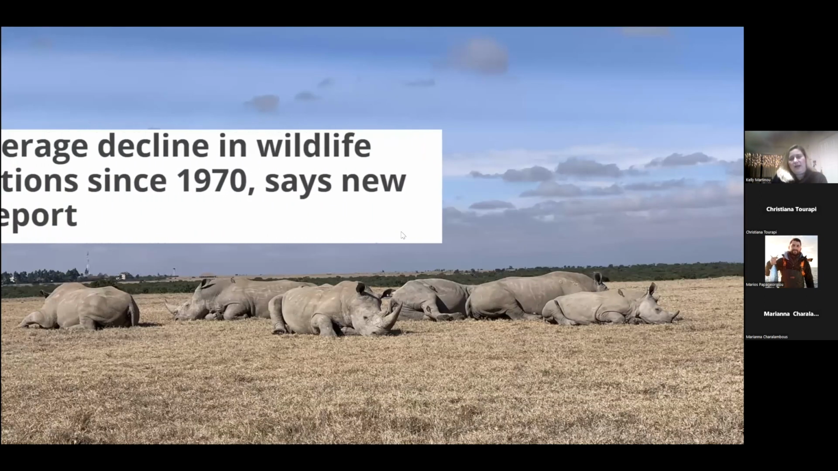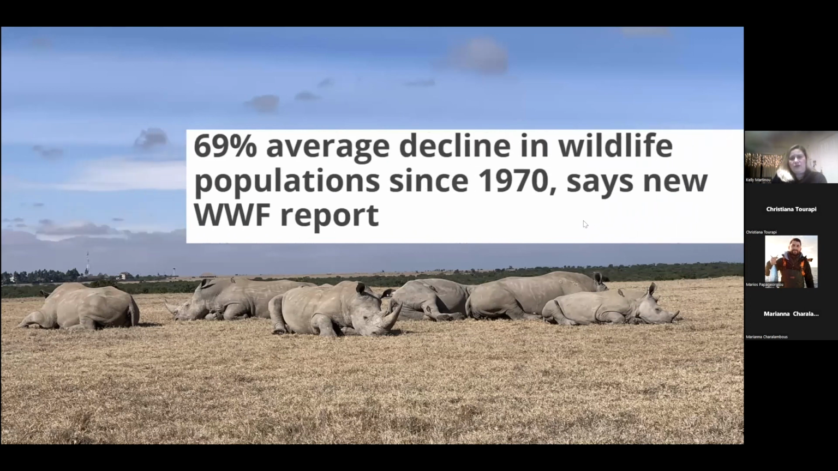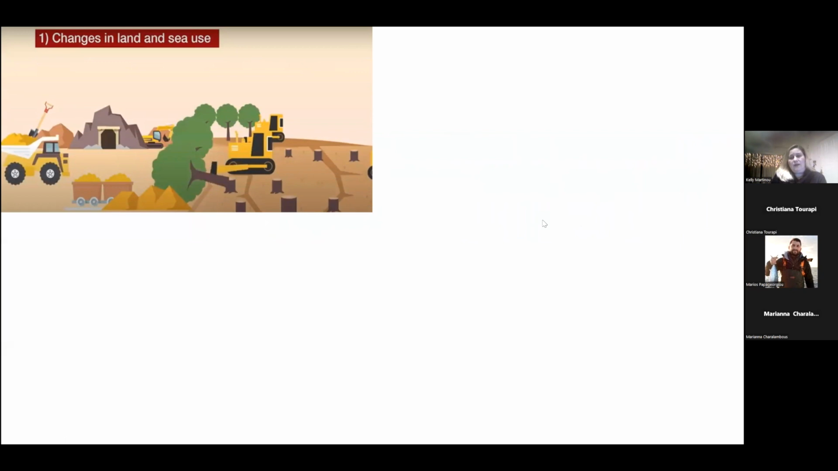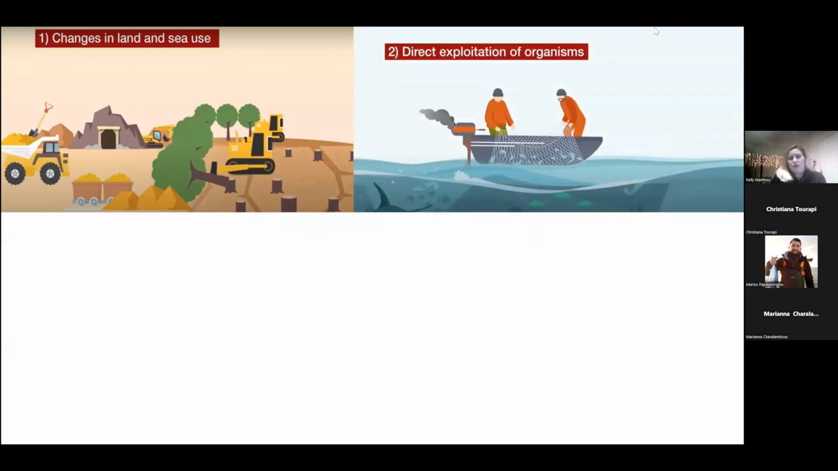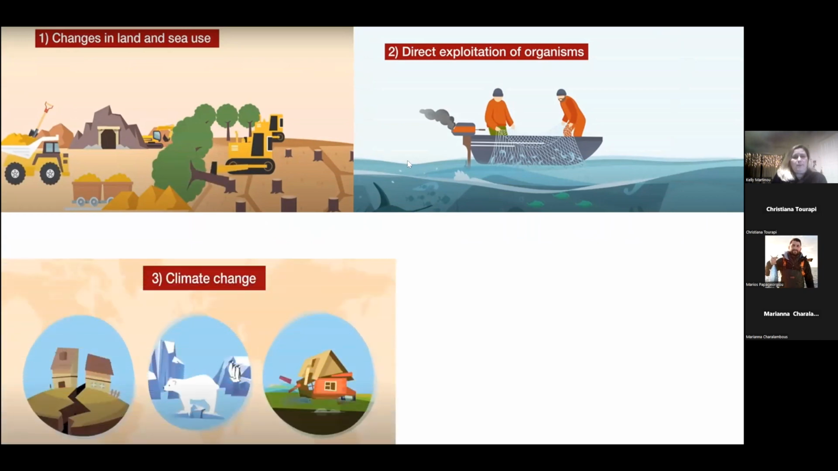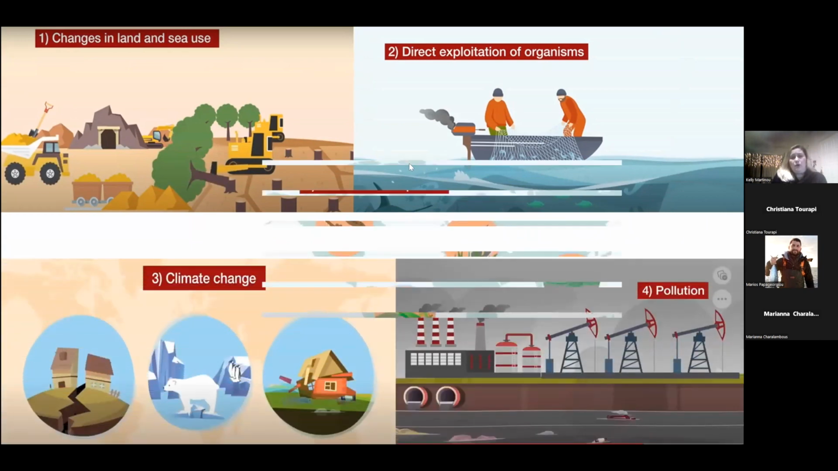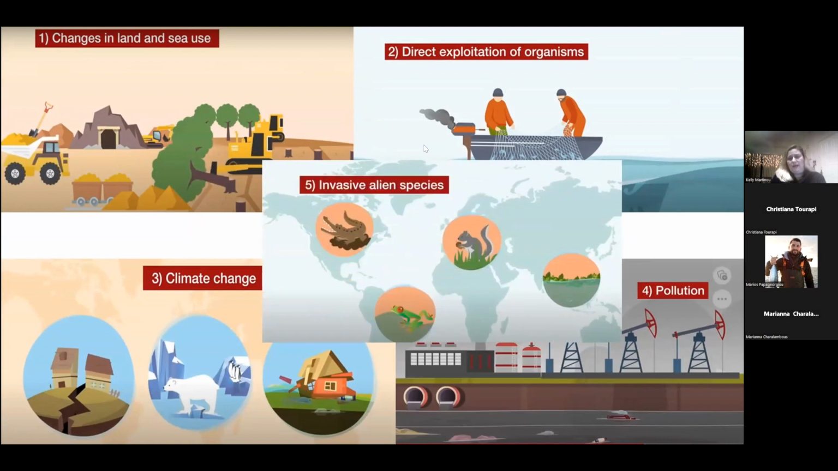70% of declines in wildlife populations have been documented, according to a WWF report, since the 1970s. There are many reasons for these declines, and many anthropogenic pressures or drivers of change, as they're otherwise called, like changes in land and sea use, the direct exploitation of organisms, climate change, pollution, and last but not least, invasive alien species. And I'm here today to talk to you about invasive alien species.